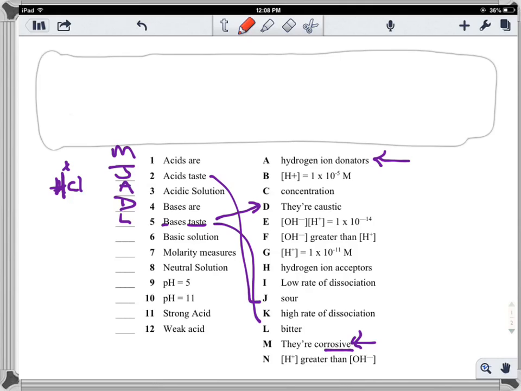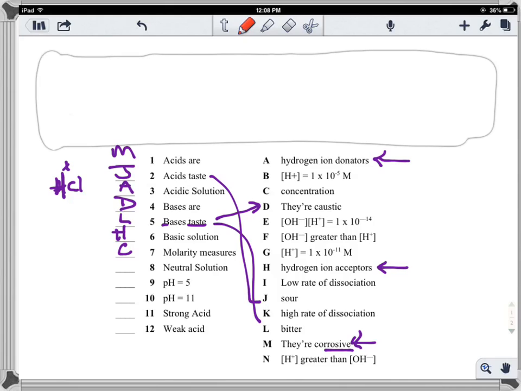Then moving along, a basic solution is going to be the opposite. So acid solutions have donating protons. And then a basic solution is going to be a hydrogen ion acceptor, also known as a proton acceptor. So that's going to be H. Moving down the list, molarity measures. We did this yesterday, or today actually, in our review. Remember, molarity measures concentration, which is C.